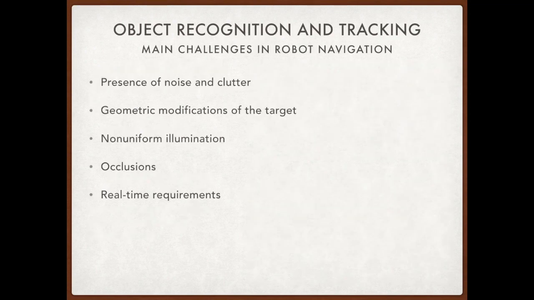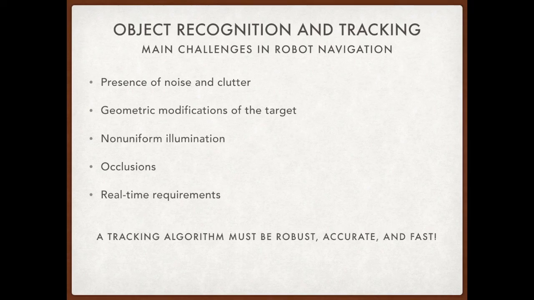So the main challenges in robot navigation based on object recognition and tracking consist in the presence of additive noise and background clutter in the scene, geometric modifications of the target, presence of changes in illumination, temporal or partial occlusions of the target, and real-time requirements. So a tracking algorithm for robot vision must be robust, accurate, and fast.